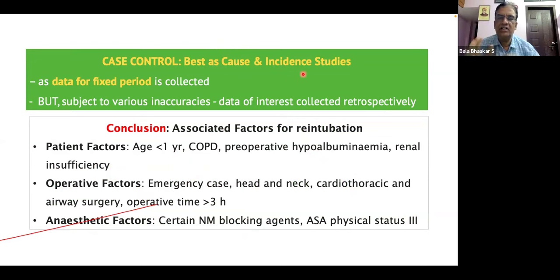Okay, because in a particular PSU, we can also try to link the cause to the outcome. So we can say they were not adequately reversed, so they needed reintubation. And the advantage is you are collecting the data for a fixed period. It could be the last 2 years, 3 years, 4 years, 5 years, or even further, depending upon the context.